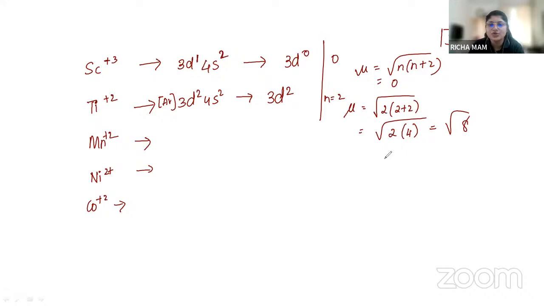Titanium plus 2. So the square root of 8 is 2.84. Are you getting the same? So the magnetic moment value you will get is 2.84. Now similarly do it for Mn plus 2. Give me the answers for Mn plus 2, students.